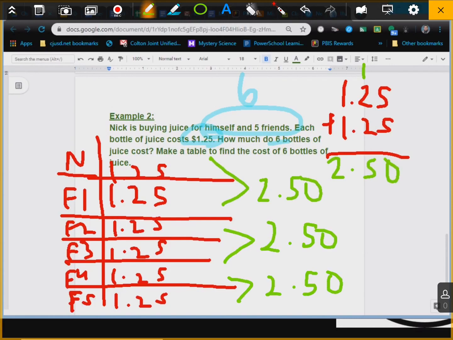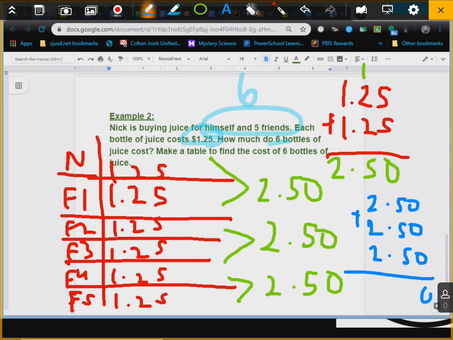2.50. Because we know every 2 bottles is going to be 2.50, and there's 6 bottles total. Let's keep it easy. Let's add 2.50 3 times instead of do 1.25 6 times. So 2.50 plus 2.50, and if you need to write this down so you don't forget, pause and write this down. I'm going to try and do this in another color. 2.50 plus 2.50 plus 2.50 is going to give us our final answer.